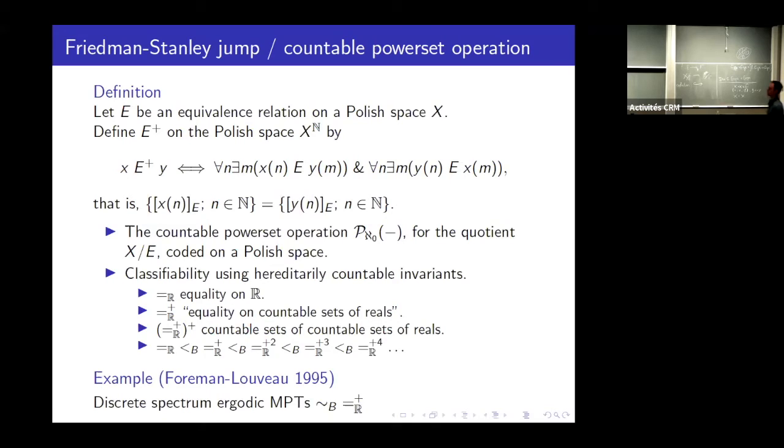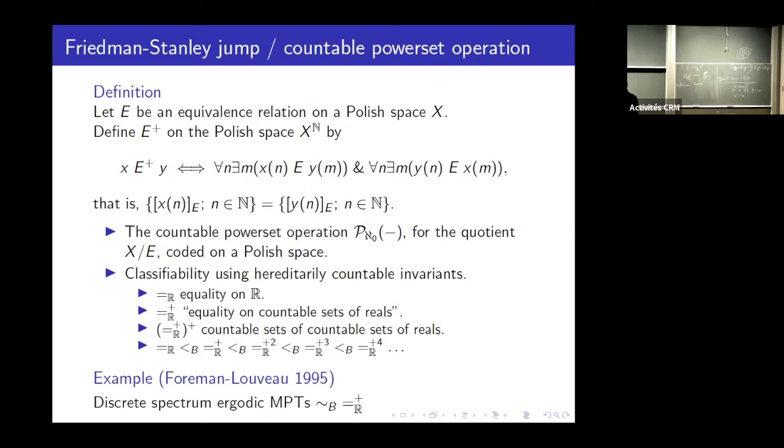Yes? The Foreman-Louveau, what we stated before, the Helmholtz-von Neumann, was one direction, and then they showed the reverse. Yes. Well, first of all, of course, Helmholtz and von Neumann didn't present this as an equivalence relation on a Polish space. So one thing is to present it in this context, but also they showed that the Helmholtz-von Neumann theorem translates into a reduction from here to here. And then they also showed a reduction from equality plus to here.